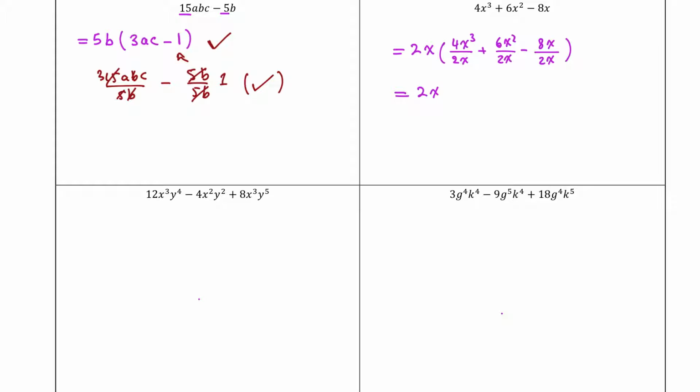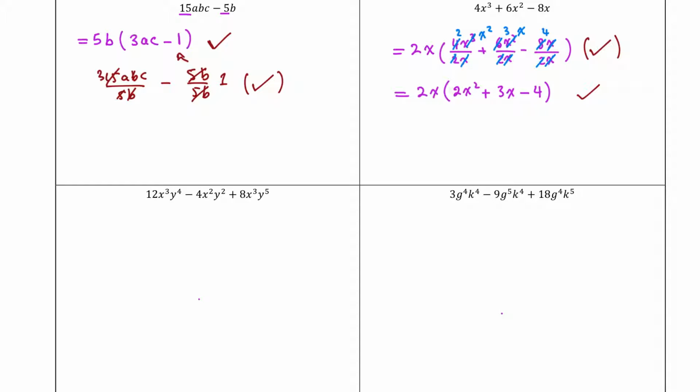So then I get 2x, 4 divided by 2 is 2, x cubed divided by x is x squared, 6 divided by 2 is 3, x squared divided by x is x, 8 divided by 2 is 4, and x cancel out. So I'm left with 2x squared plus 3x minus 4. So optional and a full check mark for the final factor form.